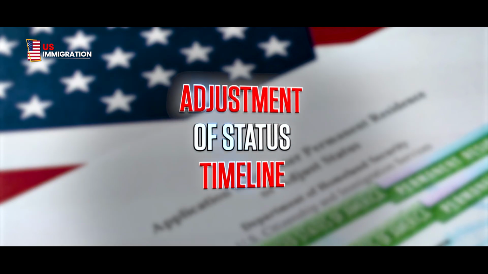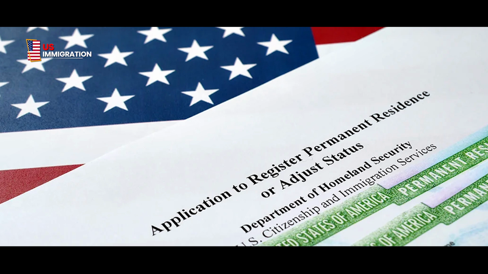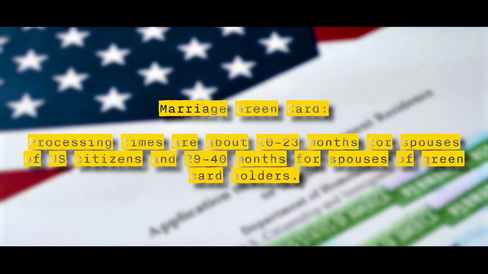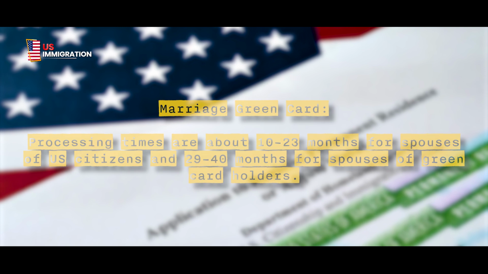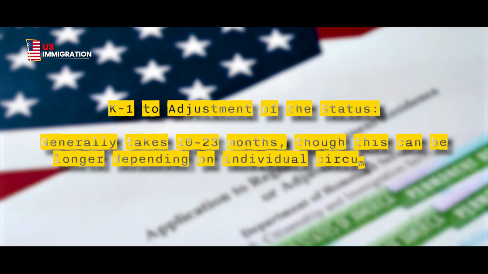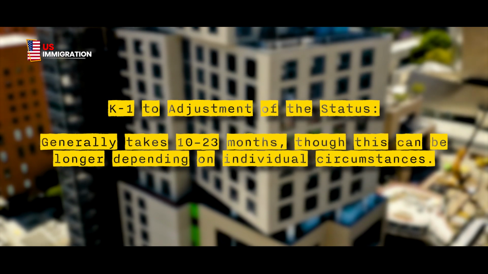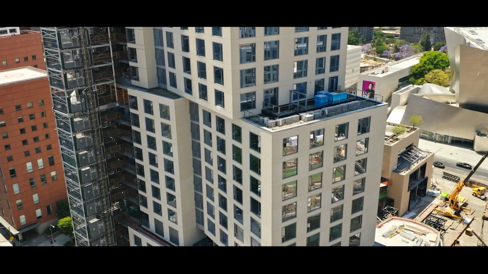Adjustment of status timeline. The timeline for adjustment of status varies based on your application type and other factors. Here are some typical timelines. Marriage green card: processing times are about 10 to 23 months for spouses of U.S. citizens and 29 to 40 months for spouses of green card holders. K-1 to adjustment of status generally takes 10 to 23 months, though this can be longer depending on individual circumstances. You can check processing times for specific forms using the USCIS online tool.